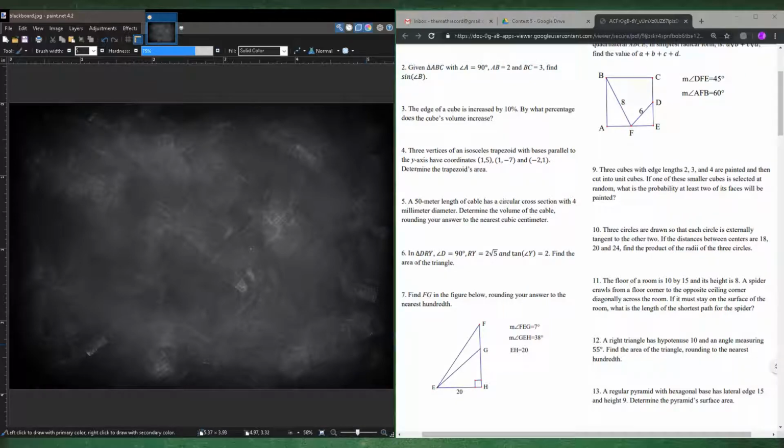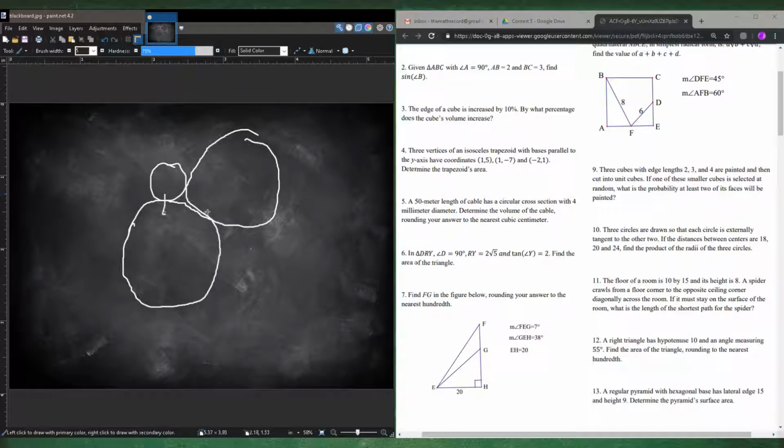Number 10. Three circles are drawn so that each circle is externally tangent to the other. So, we have something like this. Okay. So hard to draw. A circle like this, and then let's just say a bigger one right here, that's touching both. Okay, so something like that. It's externally tangent, so they only touch at one point each. So this circle is touching right here and here. This one's touching right here and here, and this circle is touching right here and here.